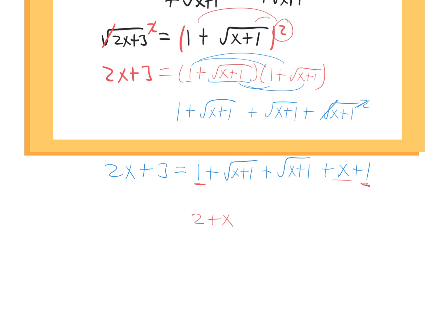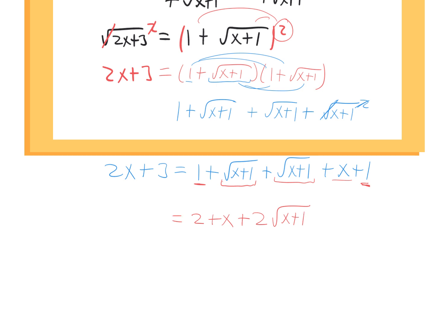Now, one thing that I want to point out: you have a square root of x plus 1, and you have another square root of x plus 1. If you have two square root of x plus 1s and you're adding them together, that's the same as saying 2 times the square root of x plus 1.